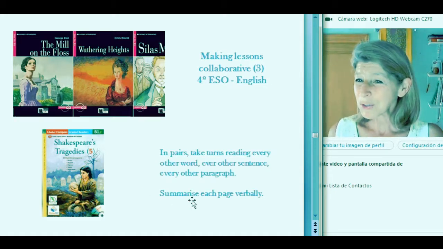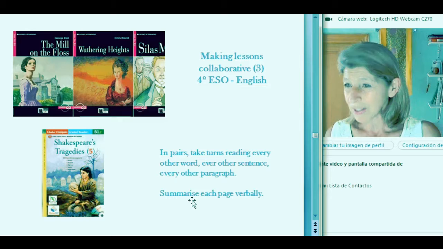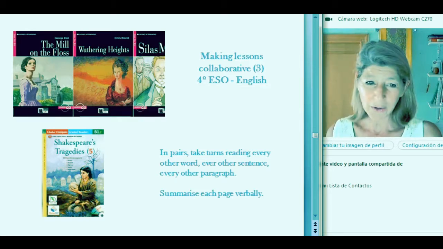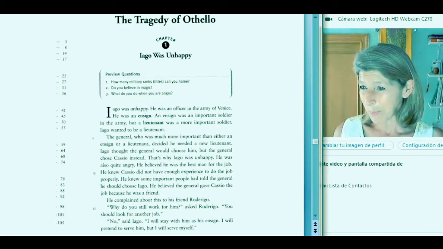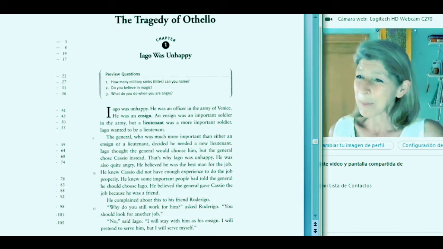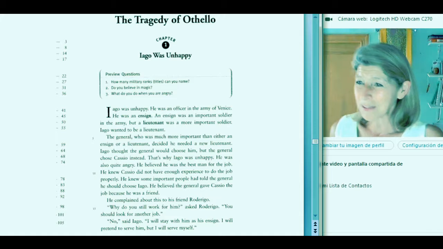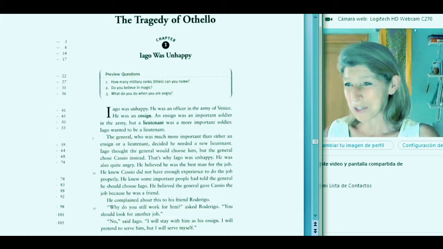In pairs, they take turns reading either every other word, every other sentence, or every other paragraph. So for instance, I'm working with my partner and I say "Ayago." My partner says "was," I say "unhappy." My partner says "he," I say "was," and we go on like that until we finish the page.